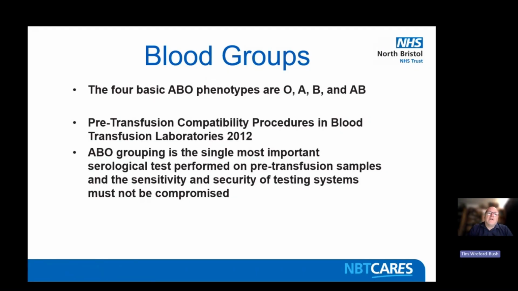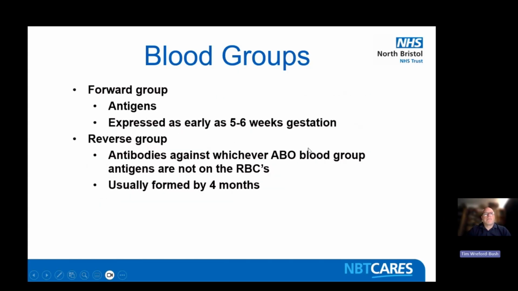From the guidelines, the pre-transfusion procedures in the blood transfusion laboratory 2012, I highly recommend you read those guidelines. There's plenty of good information in them. One of the things that really sticks out when you read them is the statement: ABO grouping is the single most important serological test performed on pre-transfusion samples, and the sensitivity and security of testing systems must not be compromised. That's one of the big things we do. So that's a very solid and important statement.